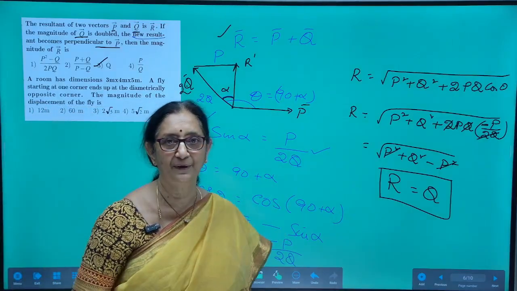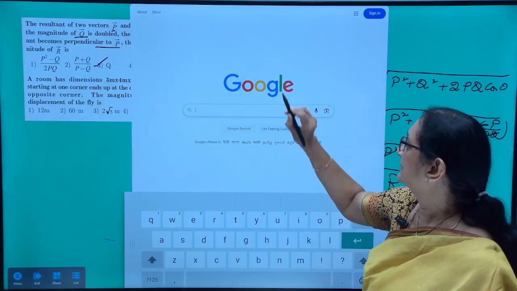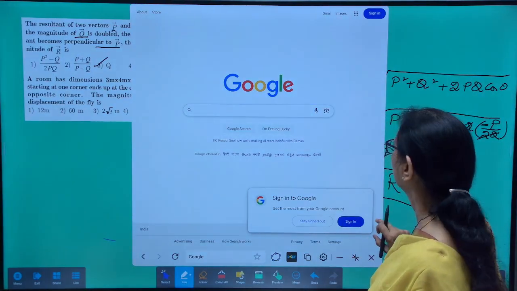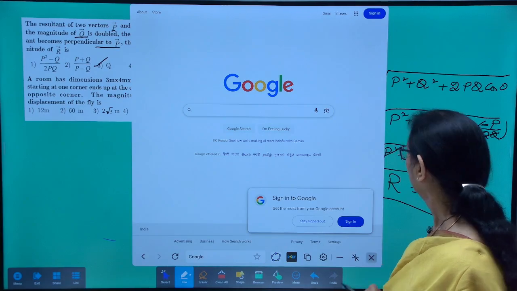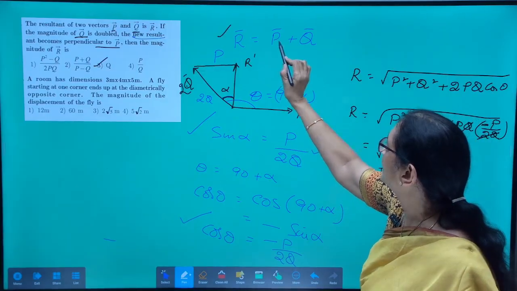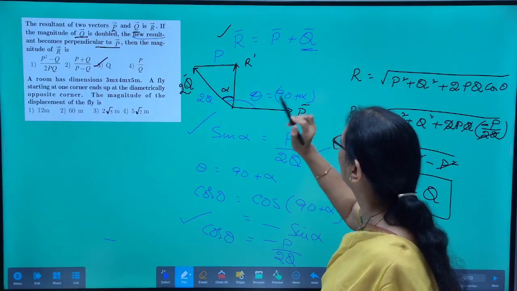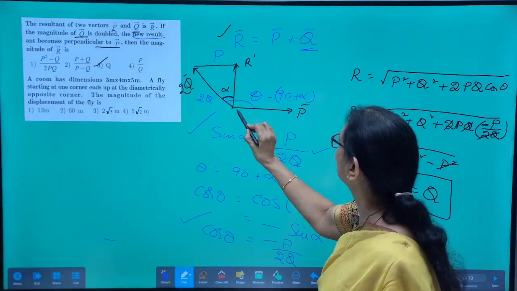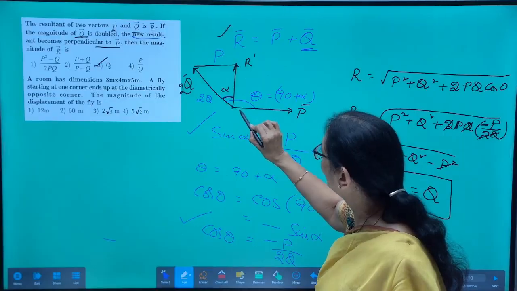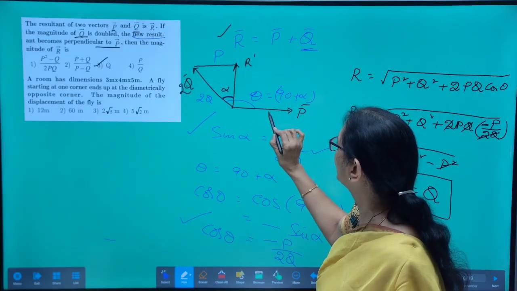I am repeating the problem here. So understand the problem carefully. Here R is the resultant of two vectors p bar and q bar. So R bar is p bar plus q bar. On doubling the magnitude of q, their new resultant is perpendicular to p. So the direction of q is not changed. It is in the original direction, but magnitude is doubled. So the new resultant is perpendicular to p.